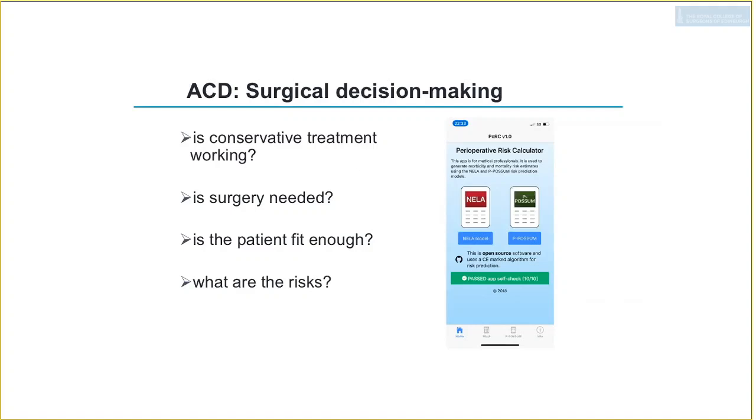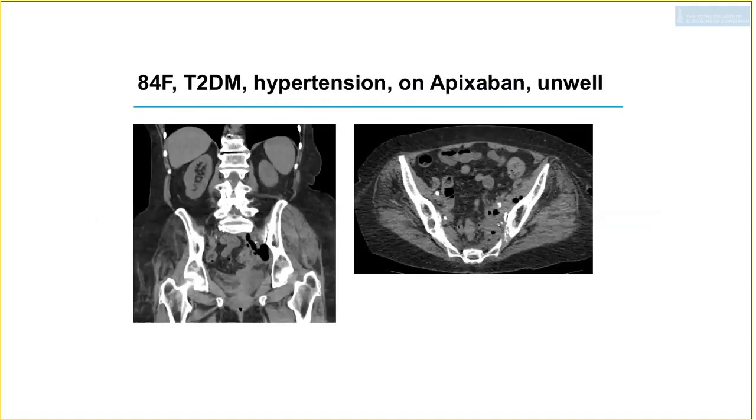Is your conservative treatment working? Is the patient really getting better? Is surgery likely to be required? If it is, how am I going to do it? Is the patient fit enough? What are the risks? What's the outcome going to be? So let's just look at a couple of cases where that sort of decision-making would be very challenging, just like the first case I showed you at the very start.